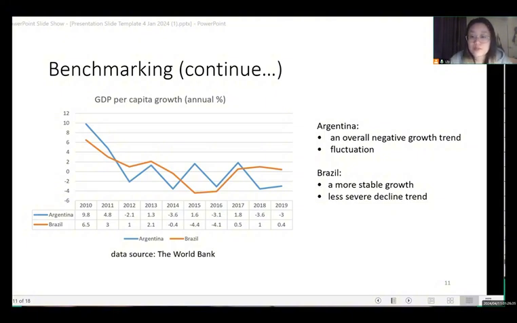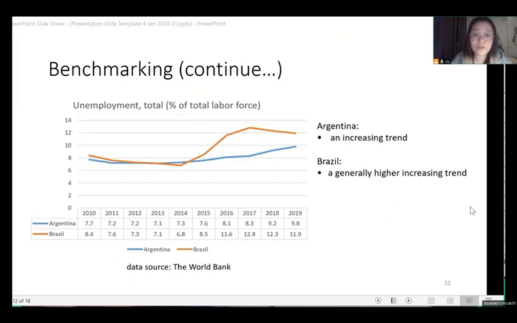The GDP per capita growth rate in Argentina has fluctuated significantly. There is an overall negative growth trend. Brazil also has fluctuations in GDP per capita growth rate. However, Brazil shows more stable growth in GDP compared to Argentina. The general declines in GDP are less severe than those of Argentina. Both Argentina and Brazil have an increasing trend in unemployment rate. Besides, the unemployment rate in Brazil is generally higher than that in Argentina, especially shown in the sharp increase of unemployment in Brazil in 2015 to 2017.